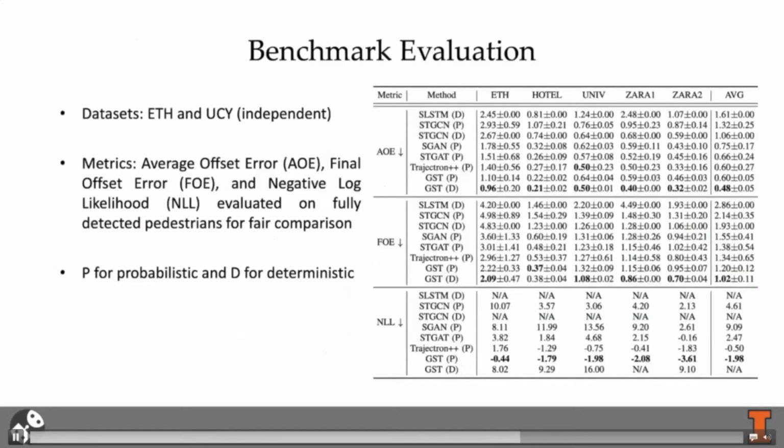We evaluate our work on each scene of the ETH-UCY benchmarks independently. Our work reaches state-of-the-art performance compared to baselines in terms of all metrics.